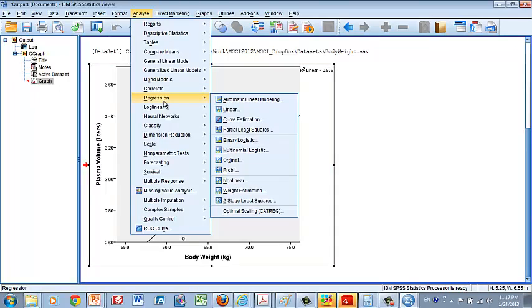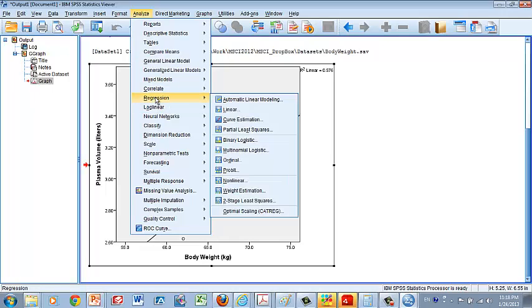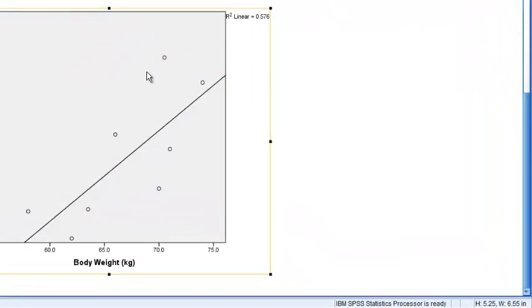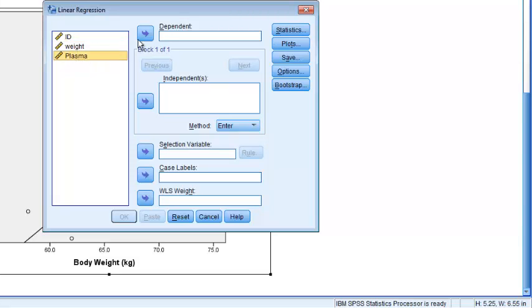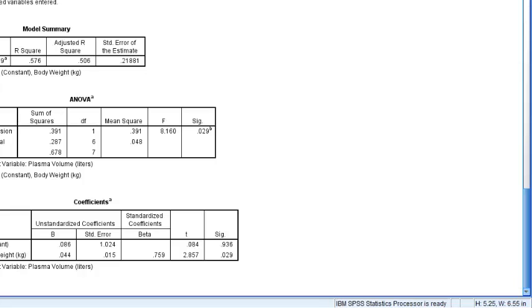Eventually we will start using GLM, but today there is a reason I have to use another method. It's here, through regression, and then you do linear. This will do linear regression. Put plasma as the dependent variable and weight as the independent variable, and click OK. So here are the results.